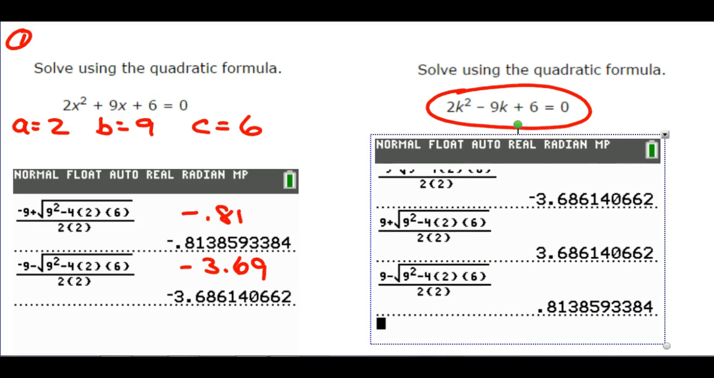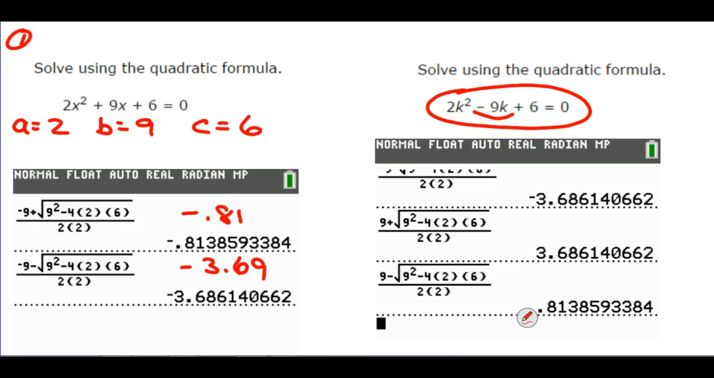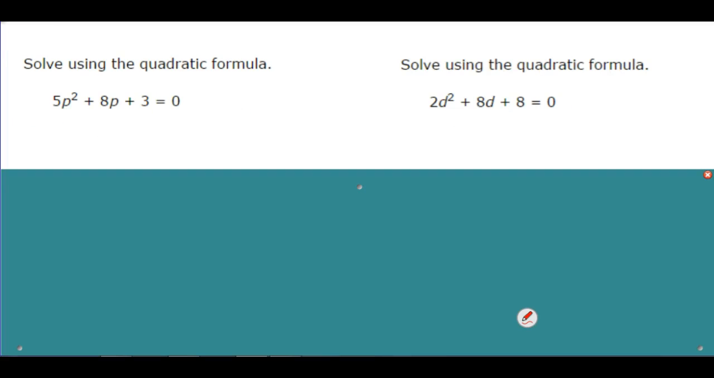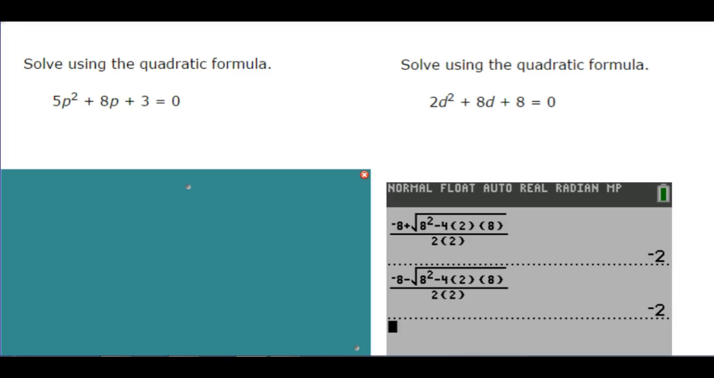Notice that when this changed, the only thing that changed was the negative 9. So I just did some copy-paste. And notice that the answers there are just the opposite of what you got on the other side. Okay, let's go forward and work out one of these. Which one do y'all want to work out? The second one? All right, we'll pause here. And there are your answers.